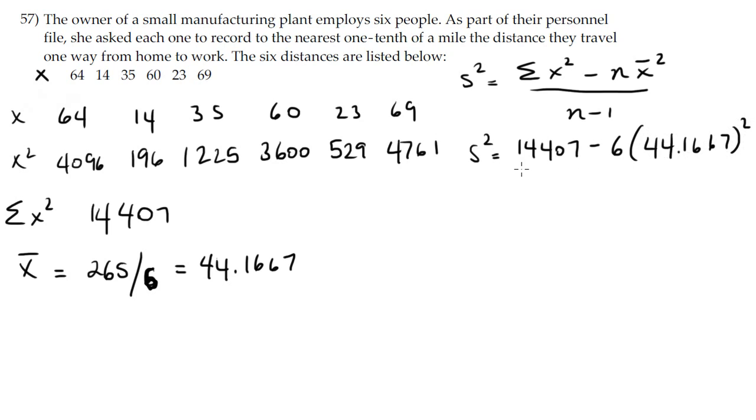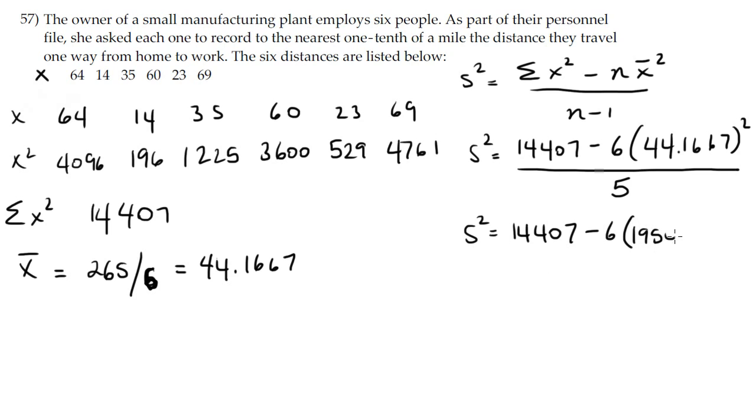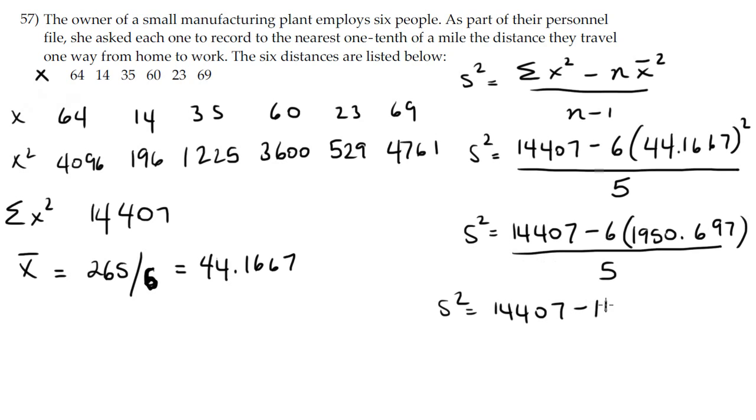44.1667 squared over 6 minus 1 is 5, right? 14,407 minus 6 times 44.1667 squared, 1950.697. I'll use 3 places there. Again, I'll show you all these steps just so if we make a mistake, we can find it. 6 times 1950.697 is 11704.182 over 5.